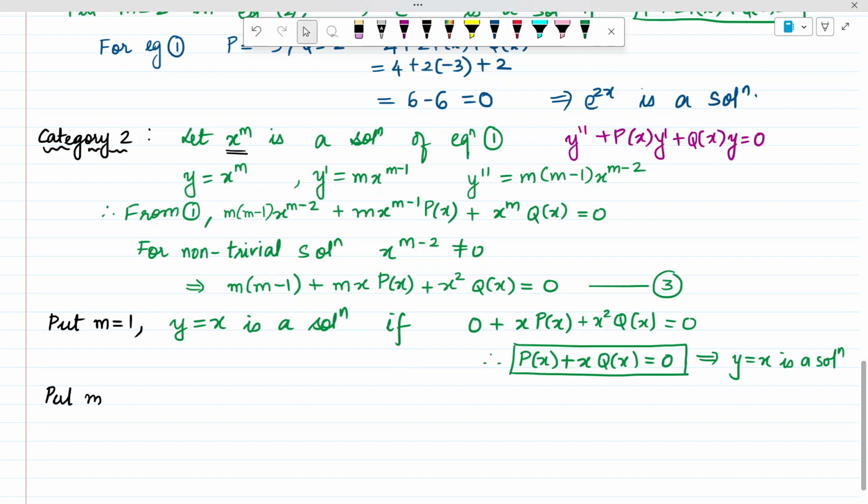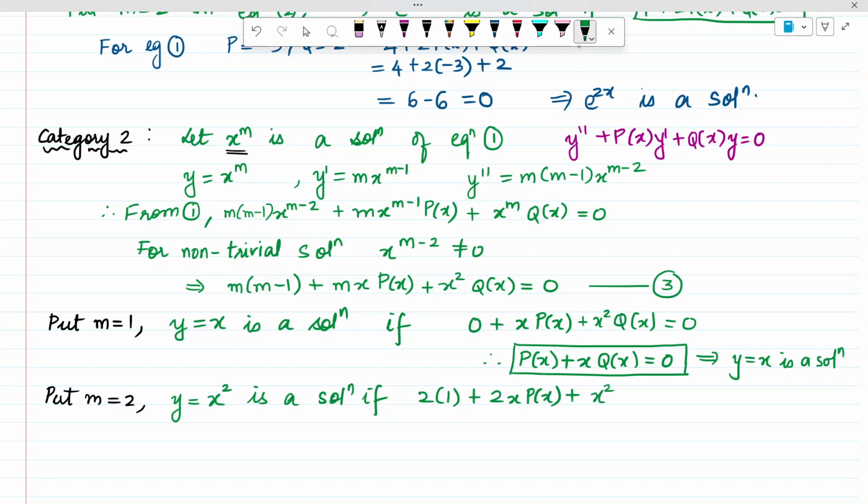So let's put m equal to 2 also over here. In that case x raised to m means x square. So that is a solution if, now I'll put m equal to 2 in equation number 3: 2 into 1 plus 2x p x plus x square q x is 0. And I can just simplify and write this as 2 plus 2x p x plus x square q x is 0.